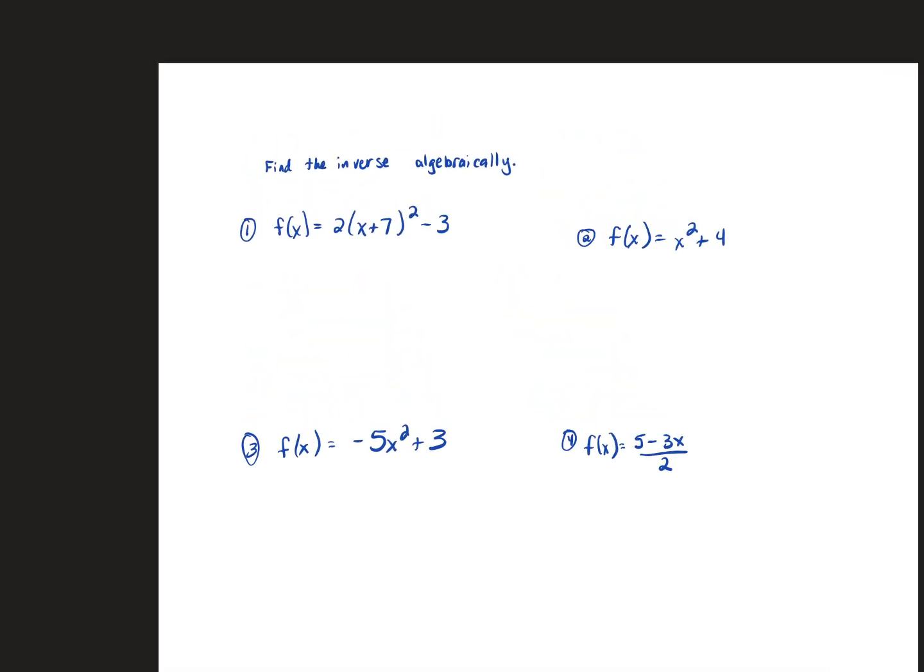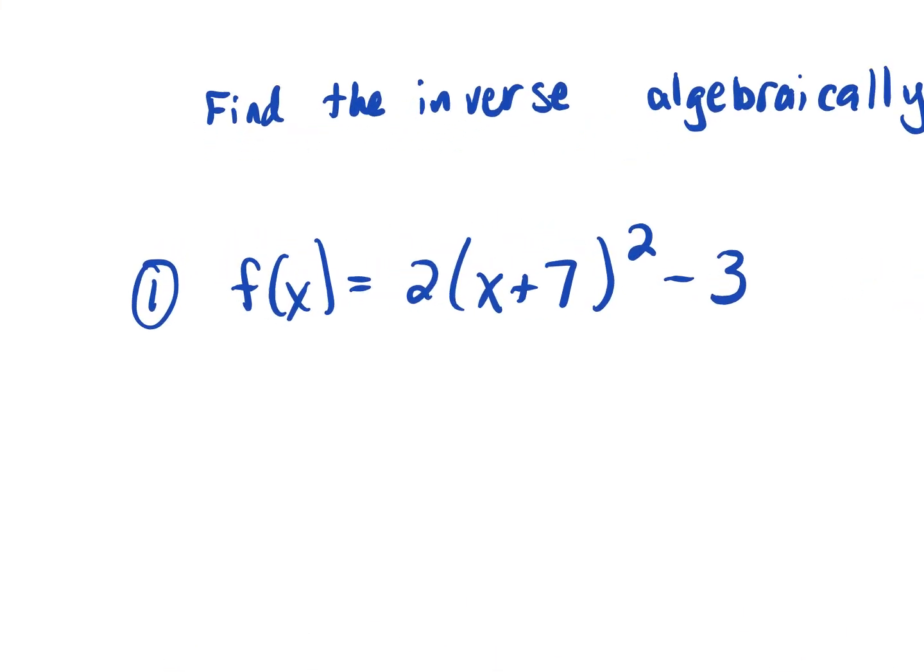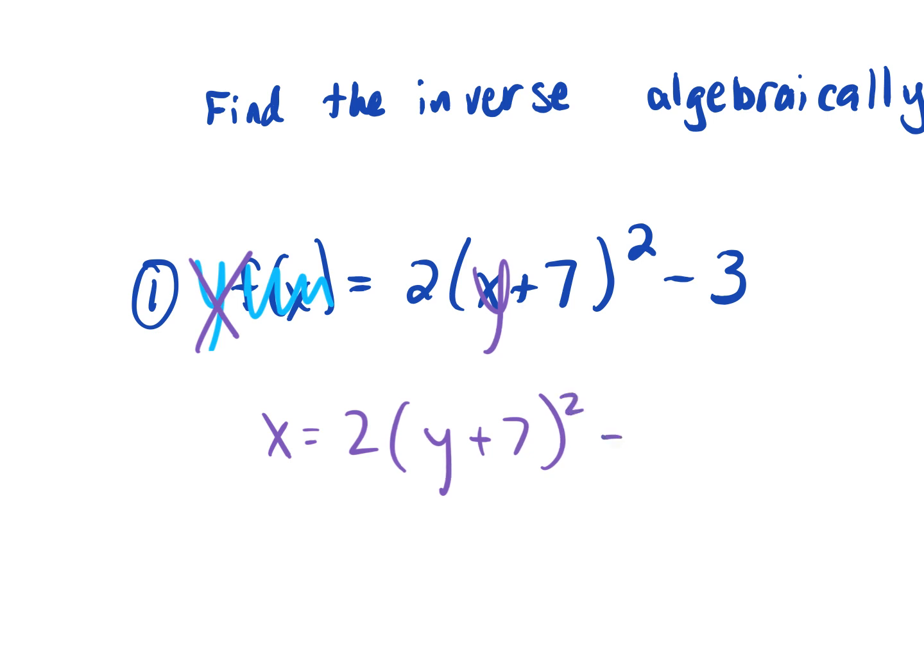So I'm going to find the inverse algebraically. So I want to change f of x to be y, and then I flip the x and y. So I make y x, and I make x y. So I have x is equal to 2 times (y plus 7) squared minus 3.